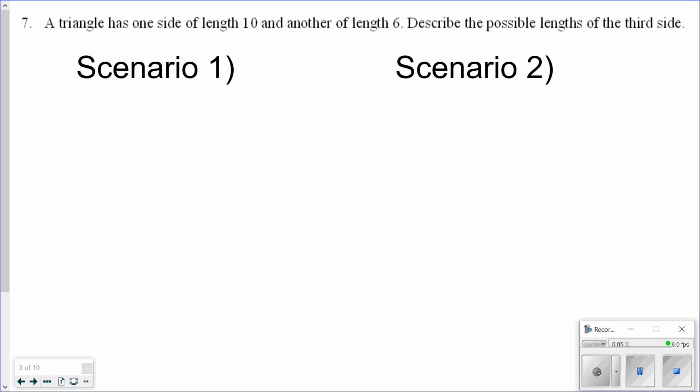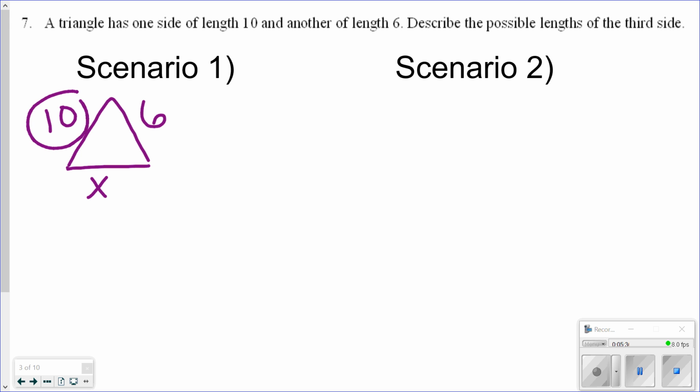A triangle has one side of length 10 and another of length 6. Describe the possible lengths of the third side. So there's going to be two scenarios here. Let's draw our first triangle. We know one side is 10, one side is 6, and the other side is X. So the first scenario is going to be that 10 is the longest side of the triangle.